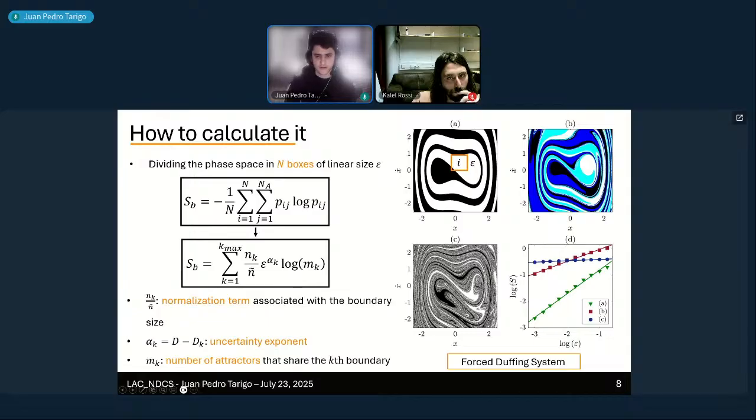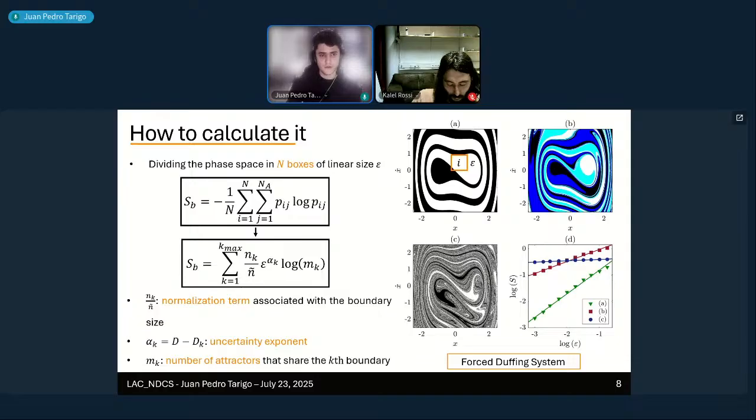What we can do here then is compute Bayesian entropy in terms of the size of the box. Then we can see the slope of the curve gives us the uncertainty exponent, and we have a way to quantify which of these three systems is more uncertain due to initial conditions than the other. We can do that in terms of the size of the box, which represents your uncertainty in the initial conditions, right?